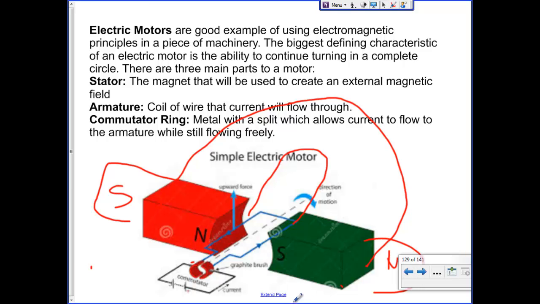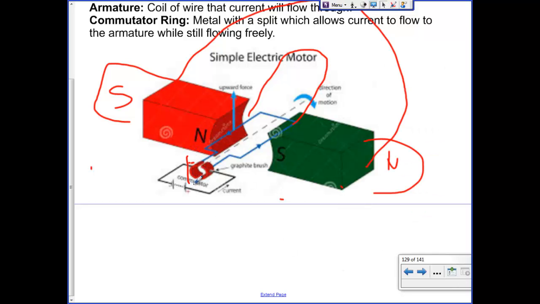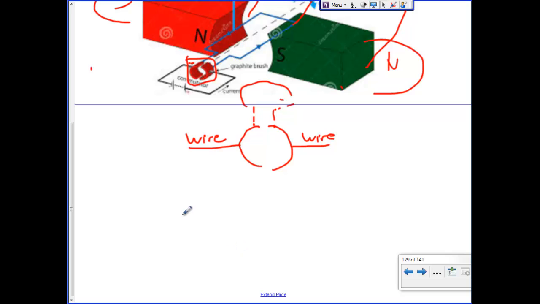Okay, well, let's see whether I can just zoom in on this photo here. So this thing right here is the commutator ring. So let me just try to draw this a little bit closer. I'm going to have a wire coming in, another wire coming in, and then basically this thing is like two different halves of a circle, only the circle doesn't fully touch. And what's going to happen is this guy right here is then going to go around that little loop there and come back.